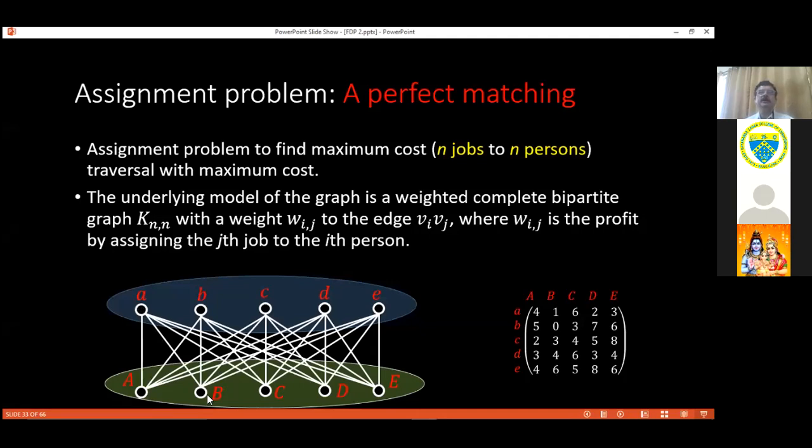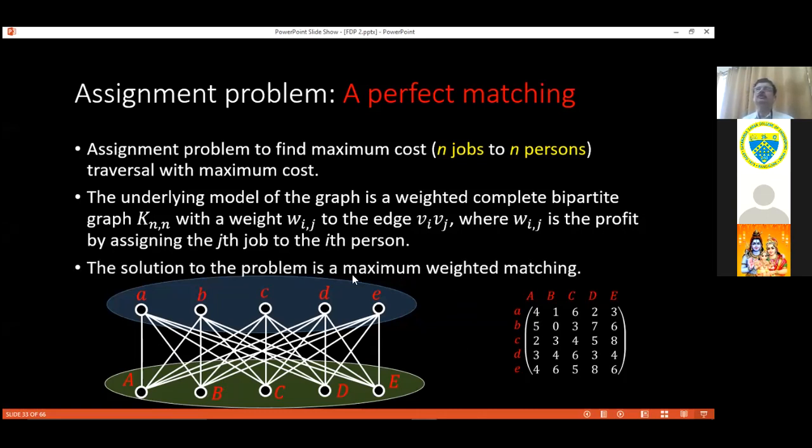I'm assigning for that. So suppose if I assign person A to job A, I'm getting a profit of 4 rupees. If I assign the person A to the job capital B, I'm getting a profit of 1 rupee. Okay, so this is the matrix representation of my commissions. My intention is to get the maximum profit. For that, Hungarian method we are going to apply.